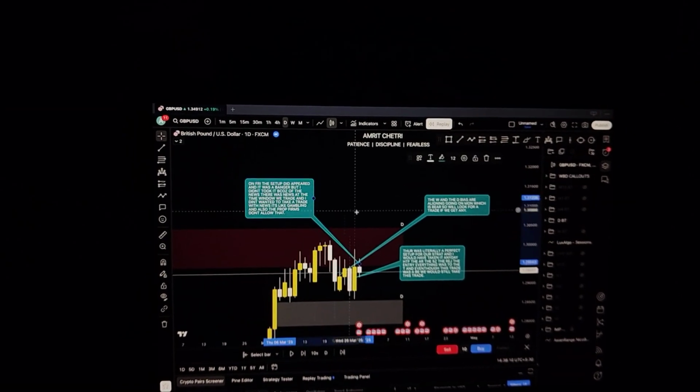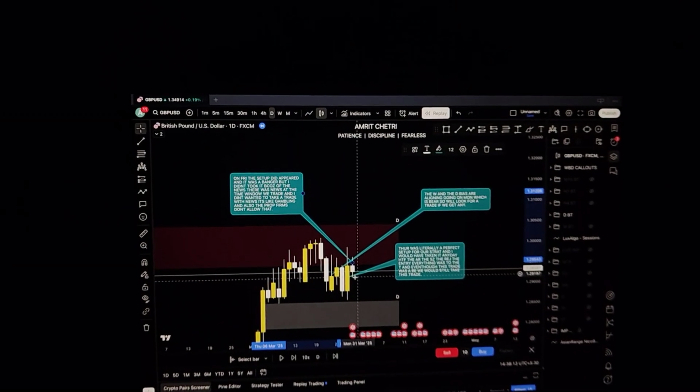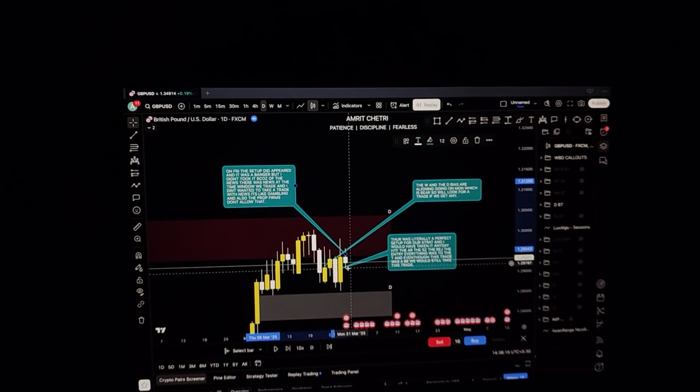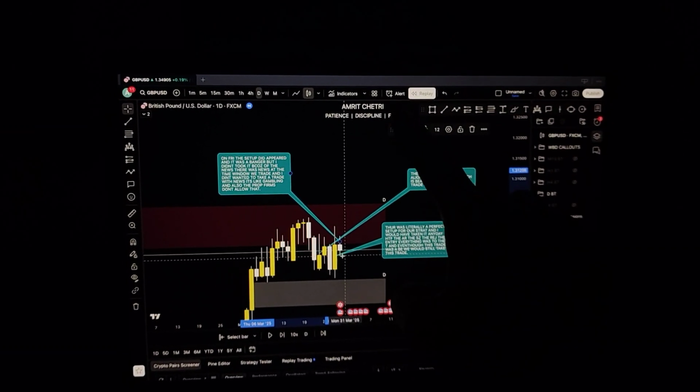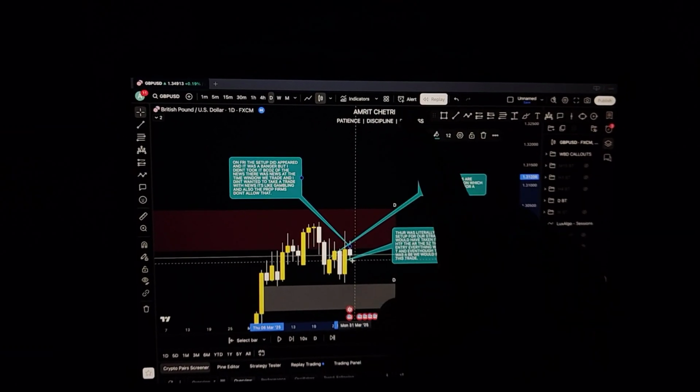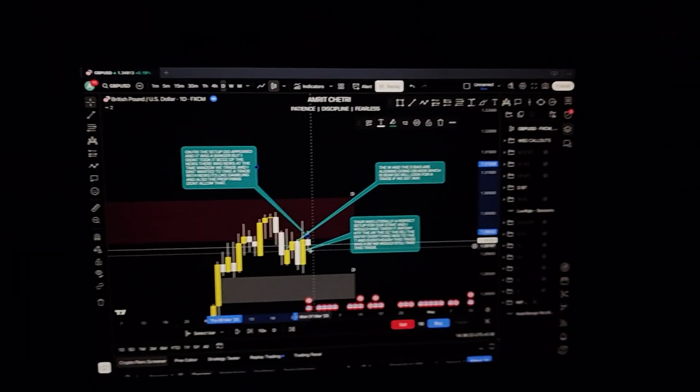Hope you guys learned something, and I have to work on my stop loss. Now I get the strategy, I get everything. Now all I gotta do is execute without fear. As you can see, patience, discipline, and fearless. I gotta do all of this and take the trade, simple as that.